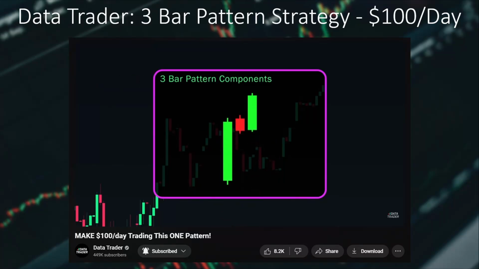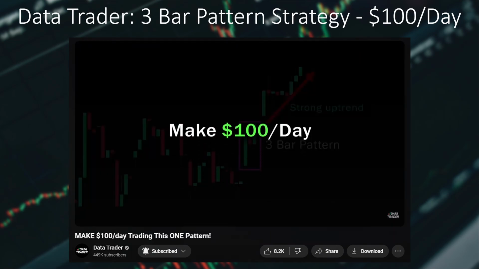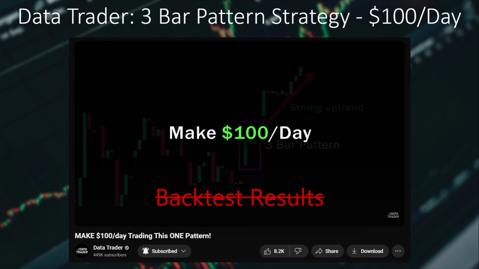Recently, I came across a strategy known as the 3-bar pattern introduced by DataTrader. This strategy claims to generate $100 per day. But there was one problem with DataTrader's video. He didn't present any backtest results in his video. So I took it upon myself to put this strategy to the test.